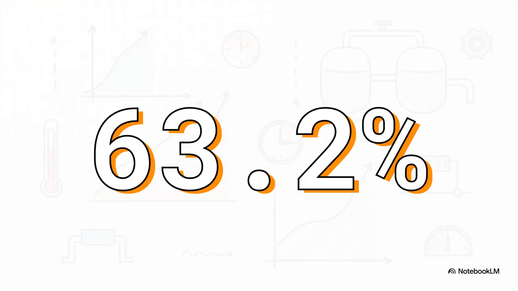Now, you might be wondering why 63.2%? I mean, it sounds super specific, right? Well, it's definitely not an arbitrary guess. It actually comes directly from the linear first-order differential equation that models these systems. When you solve that math for a step input, the result after one time period evaluates to 1 minus e to the power of -1. And mathematically, that equals exactly 0.632. So this is literally a mathematical law of physics for single capacity systems.